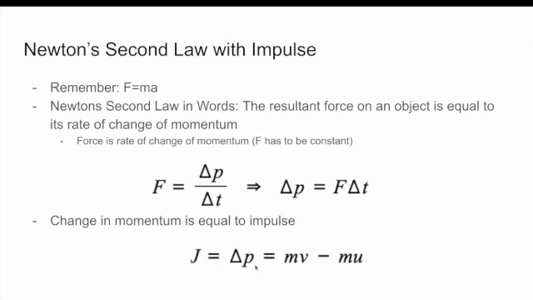So J and delta P mean the exact same thing, and both of them are equal to mass times the final velocity minus mass times the initial velocity, which is once again a restatement of change of momentum. So Newton's second law basically says that force is equal to change in momentum by change in time, which is the exact same thing as mass times acceleration.